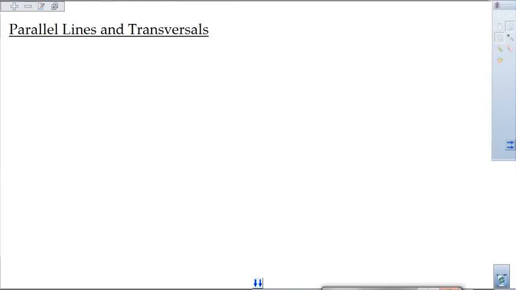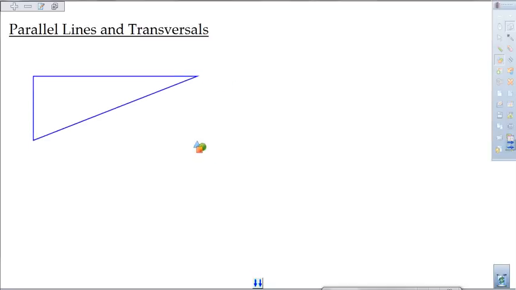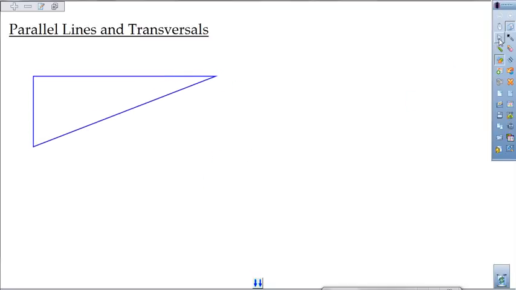So let's look at this first triangle. Okay, you're going to see what I'm going to do. They're going to be congruent because that's the way I'm going to draw them, but we're going to pretend we don't know. Okay, here's my first triangle.